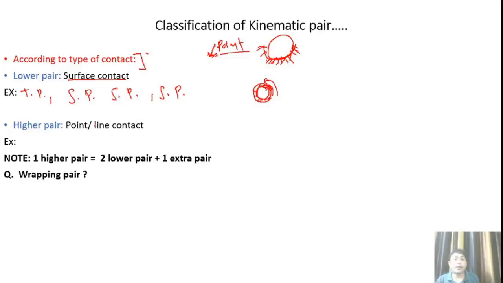Now higher pair: point or line contact. Example, rolling pair. Rolling pair is a higher pair. In lower pair there is surface contact, in higher pair there is point or line contact. One higher pair is equal to 2 lower pair plus 1 extra pair. If it does not depend upon an external force, then this type of pair is known as a self-closed pair.